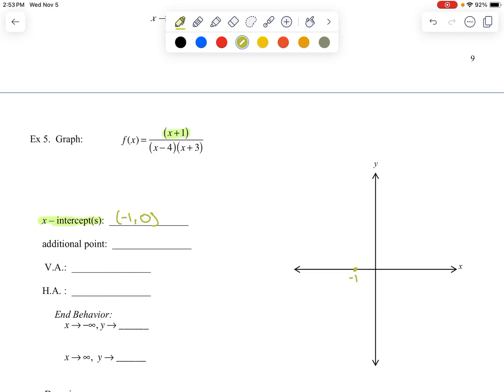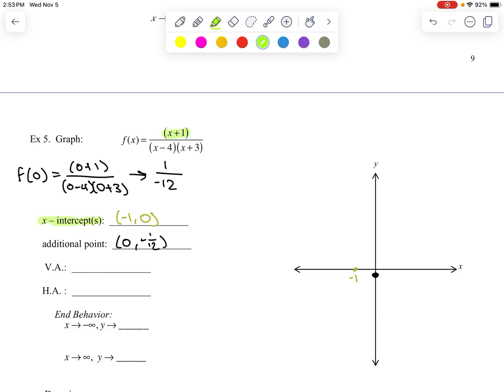Now for an additional point, I like the y-intercept. So to get the y-intercept, again, we're going to sub in 0. So I think that would be negative 1/12. Yeah, negative 4 times 3. So it's going to be just below here.